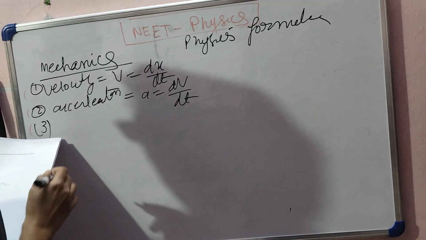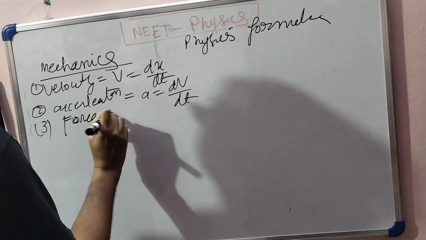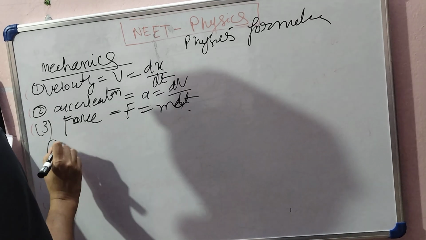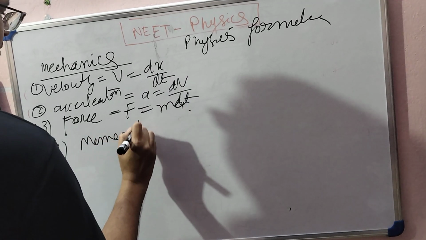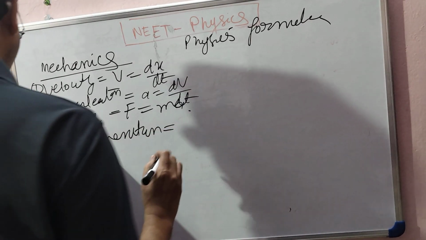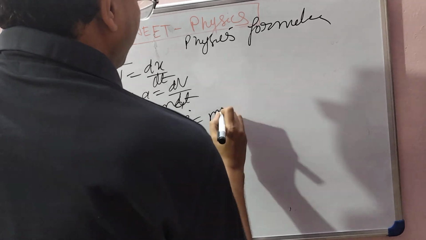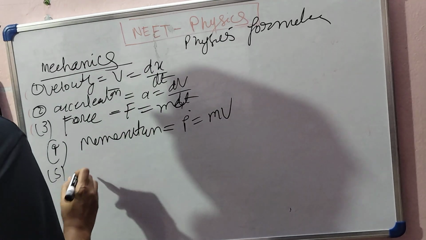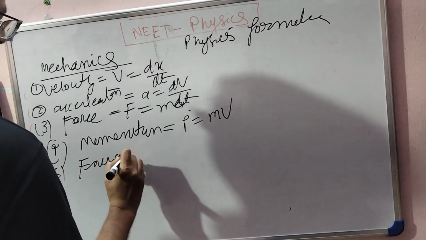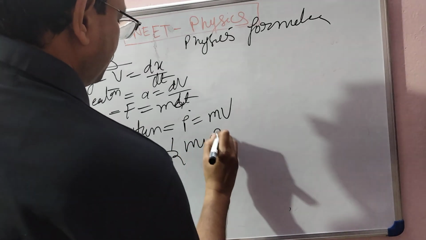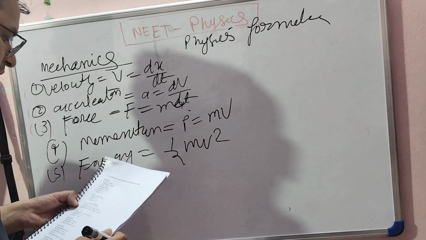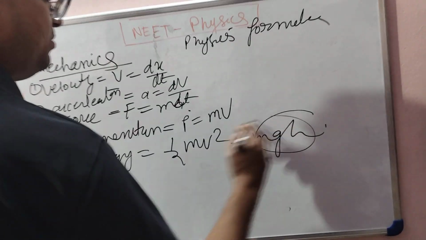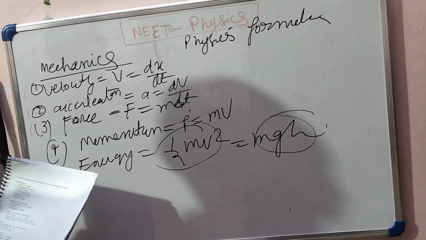Three, force: F equal to ma. Four, momentum: p equal to mv. Five, energy: half mv square, very easy. Potential energy is mgh, and kinetic energy is half mv square.